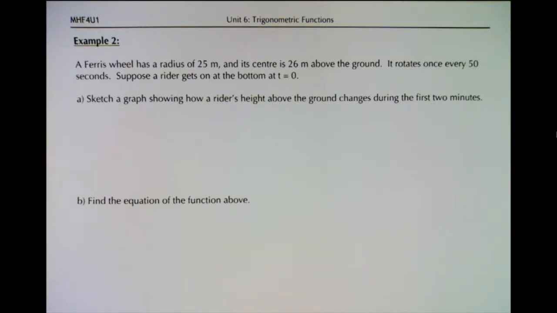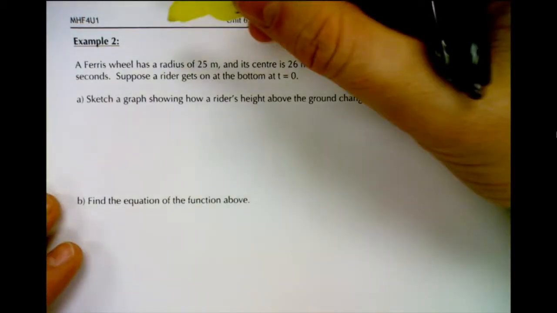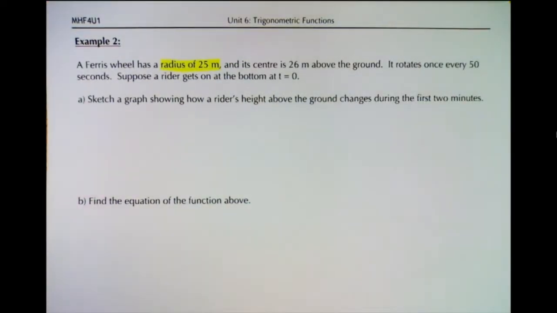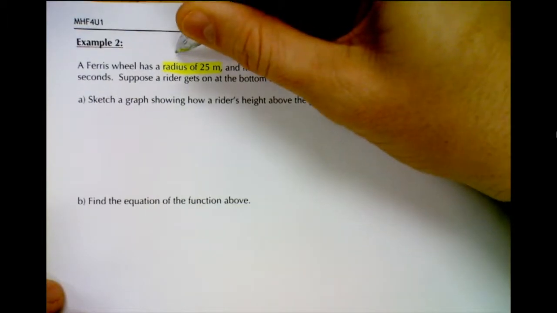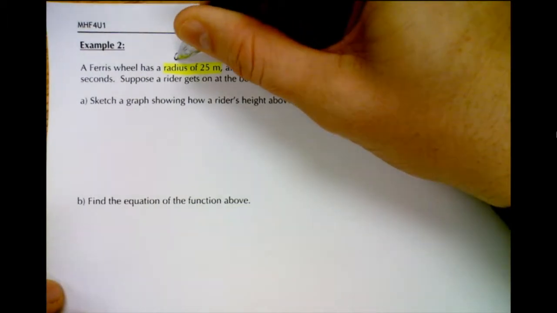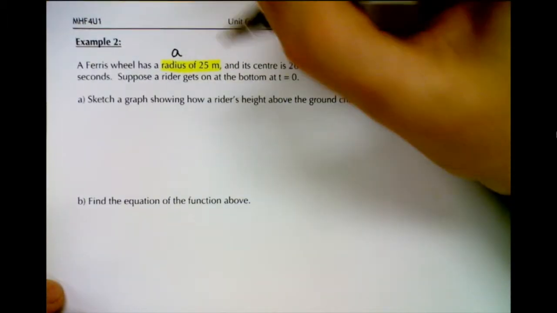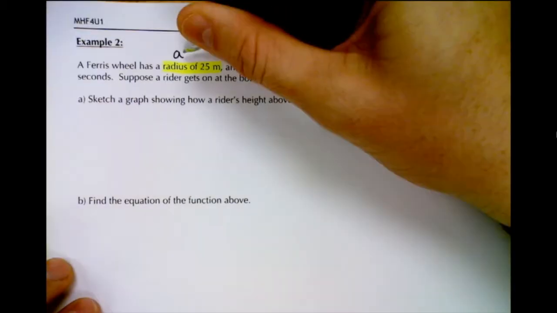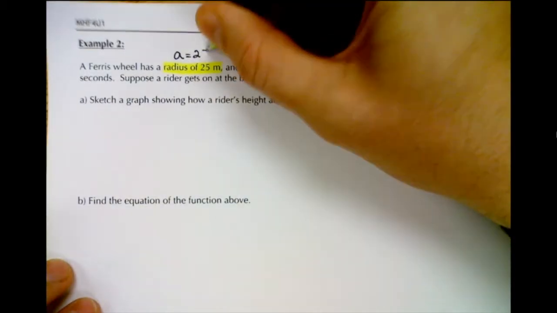So here we go. First bit of information is the radius of 25 meters. That should tell you something about the function and about the graph. When you have a radius of 25 meters, radius is a direct relationship to the amplitude. So it's giving you the amplitude of your ride, because the radius is from the center to the max or the center to the min, and that's exactly what the definition of amplitude is. So we have the amplitude as 25 meters.